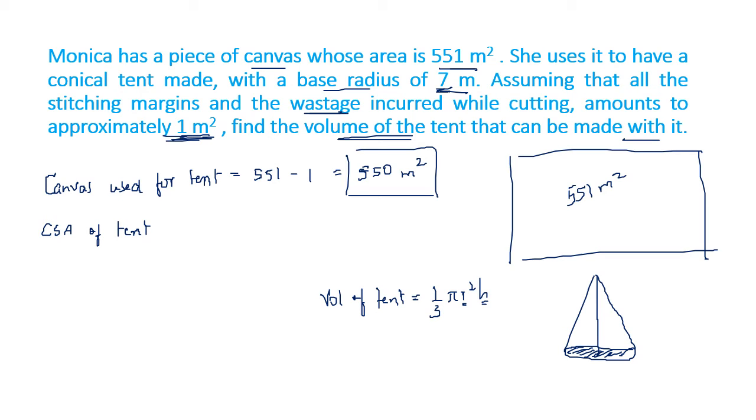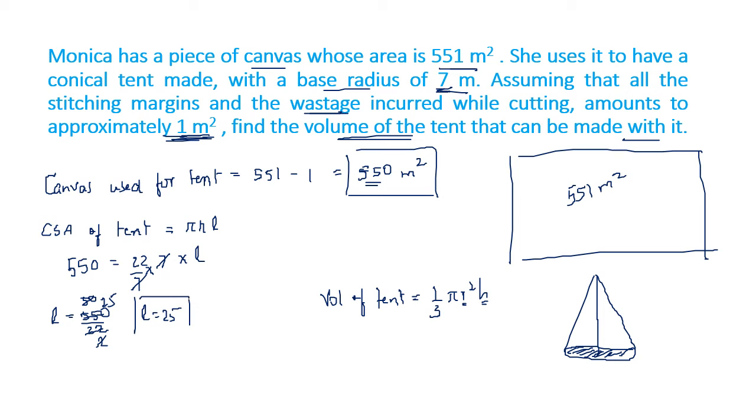For that we have to use the formula for CSA of tent. So what is the CSA of a conical tent? Pi r l, that is the formula. Now CSA used is 550, so 550 equals 22 upon 7 into radius 7 into L. 7 cut, so L equals 550 upon 22, which is 25. So L we have is 25.